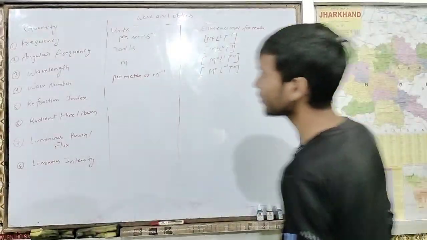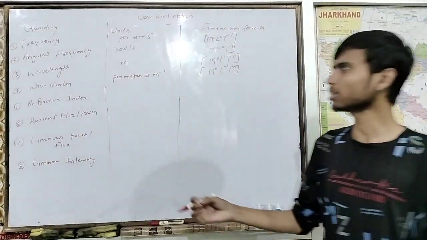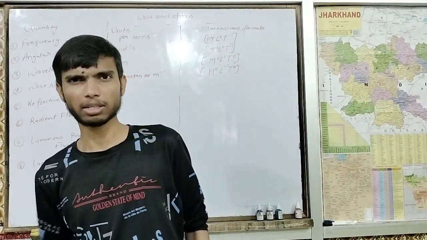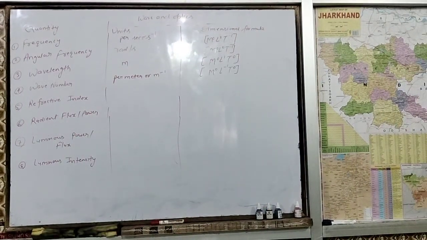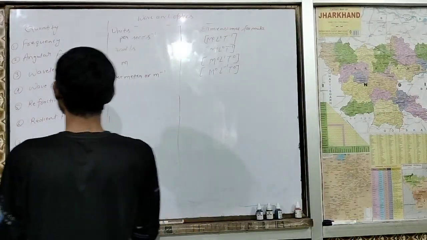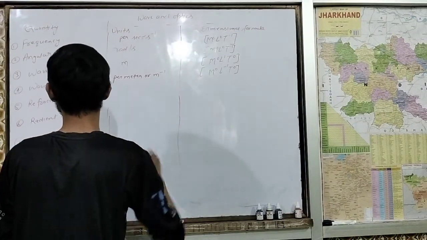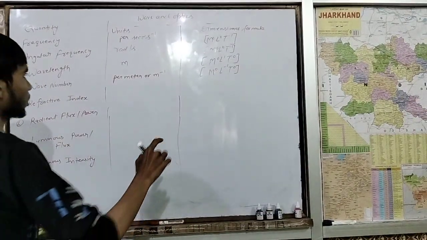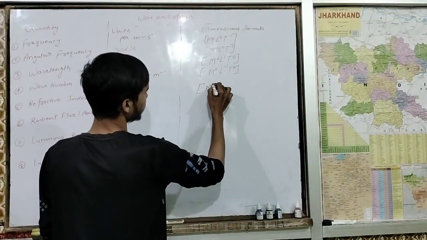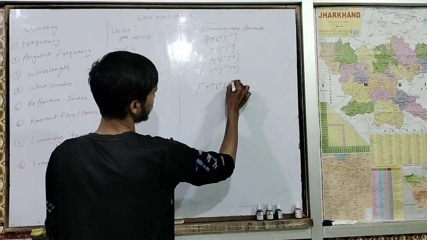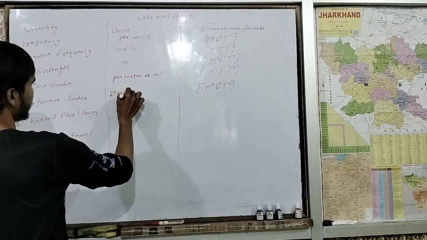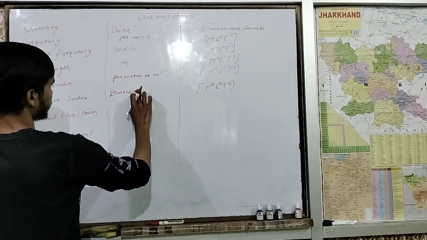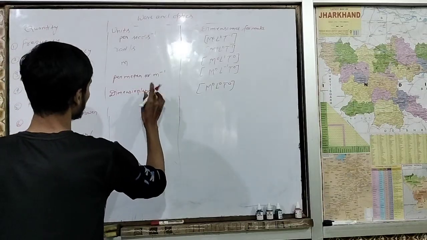Now next we have refractive index. I think this is a number, denser to rarer. So yes, this is dimensionless. Refractive index we are talking about is dimensionless. So M0, L0, T0. The meaning of this is dimensionless. Clear, brother?